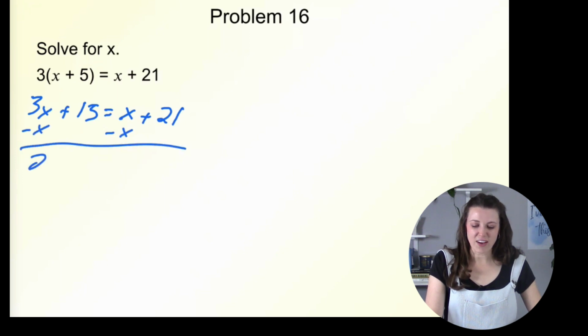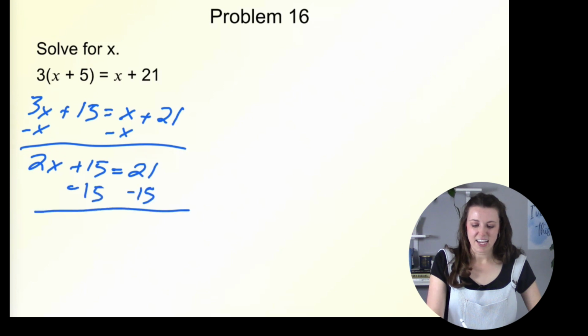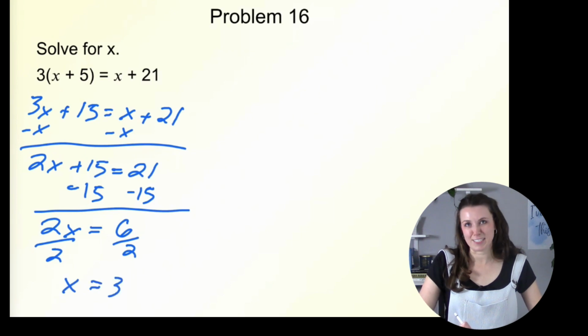And I have 2X plus 15 equals 21. Now subtract the 15 from both sides, and I get 2X equals 6. To get the X alone, we're going to divide by 2, and I get X equals 3 for my answer.